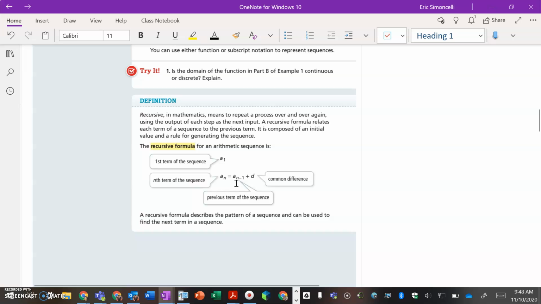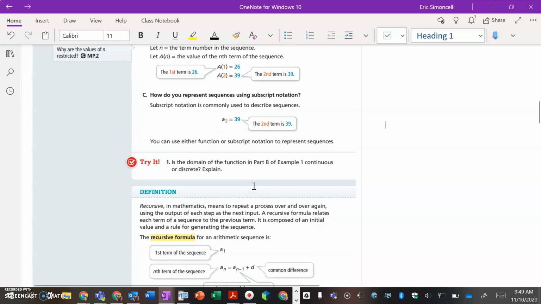Let's, for the sake of argument, say that I wanted a sub 5. If I wanted the fifth term in the sequence, a sub 5 would be what I'm finding, but what is a sub n minus 1? Well, if 5 is n, then n minus 1 would be 4. So you could actually find the fifth term, a sub 5, if you know the fourth term, a sub 5 minus 1, or a sub 4. And that would be as easy as taking the fourth term and adding the common difference.